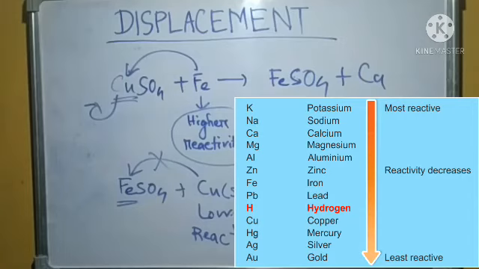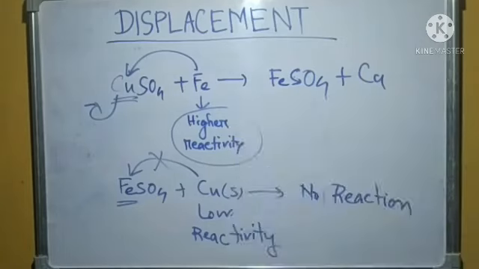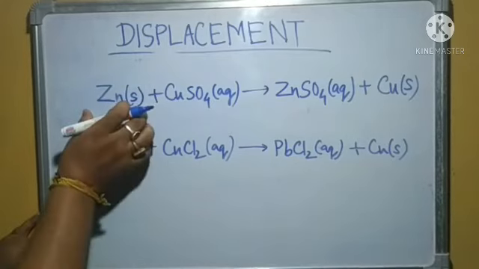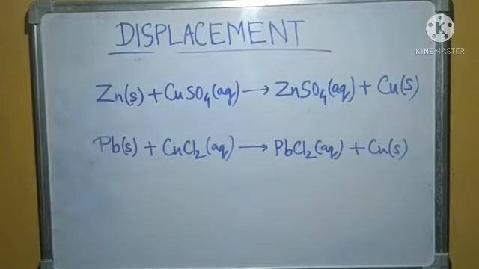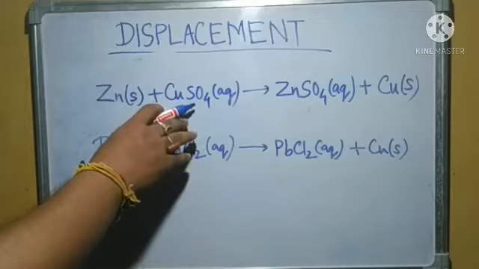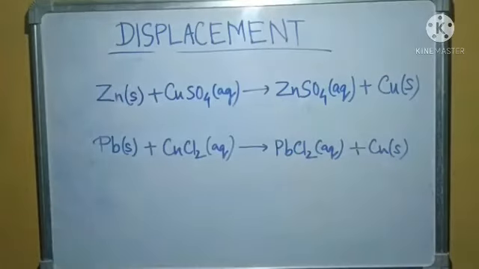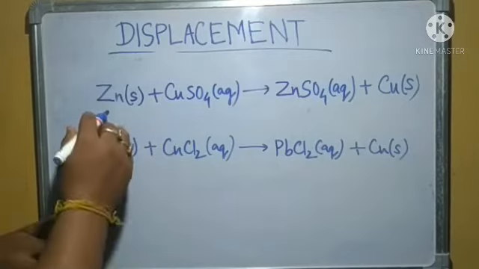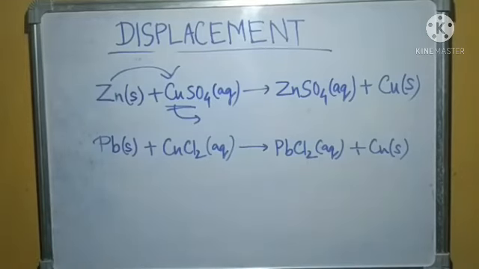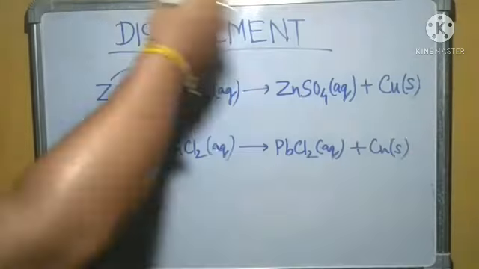We will be looking at 2-3 more examples, which are already given in your book. One is solid zinc reacting with copper sulfate to give zinc sulfate and solid copper. Here you can see that zinc is displacing copper. Why is zinc displacing copper from copper sulfate? Because zinc has higher reactivity than copper.